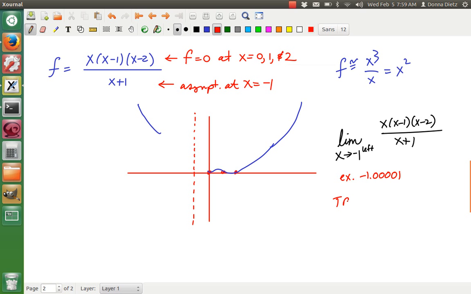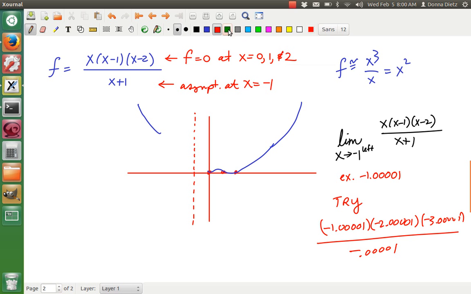So try minus 1.00001. And then if we subtract 1, it's going to be minus 2.00001. And x minus 2 is minus 3.00001. And then it's going to be over, well, what's going to happen? Negative 1 point a little bit more, and then plus 1 is going to be negative 0.00001.